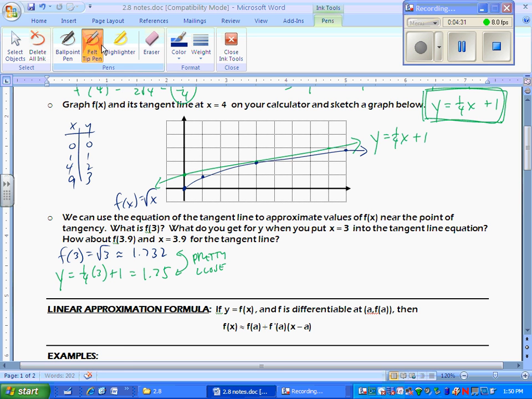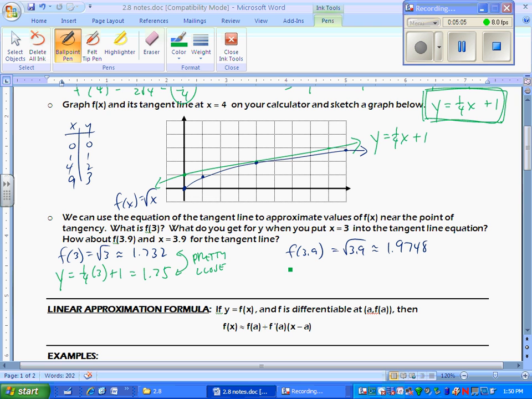The next one here asks us to try 3.9. Put 3.9 into the original function, so square root of 3.9. If you put that in the calculator, what do you get? 1.974. Sure? Positive? Okay, 9748. We'll go ahead and throw that in there.